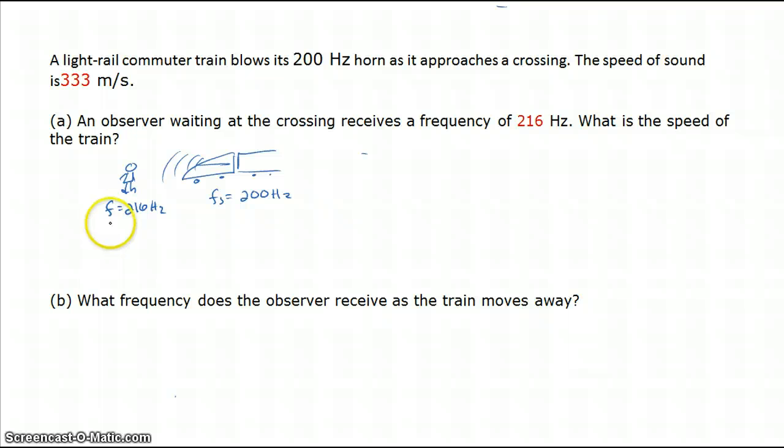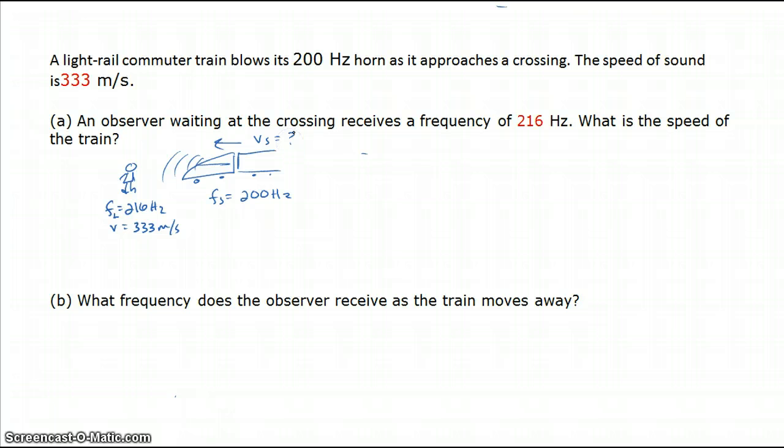We have some other information too. We have that the velocity of sound at this location and temperature is 333 meters per second, and they're asking us, okay, the train's moving, but how fast is it moving?